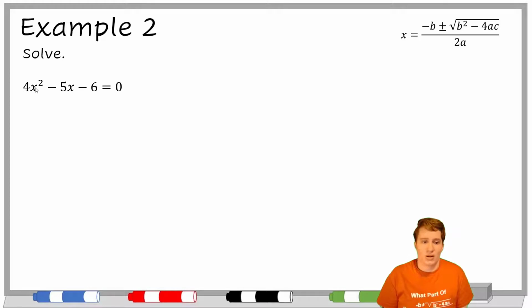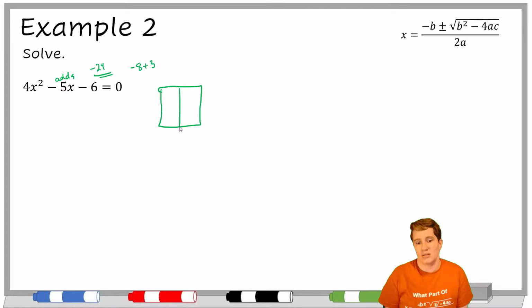And all of those methods require us looking at 4 times negative 6 and saying, is there something that multiplies to get this number, negative 24, but that adds to get negative 5? Or since this is a negative 24, it'd be more like it subtracts to get negative 5. So 8 and 3, so negative 8 plus 3 would work. I'm going to go ahead and make the box.